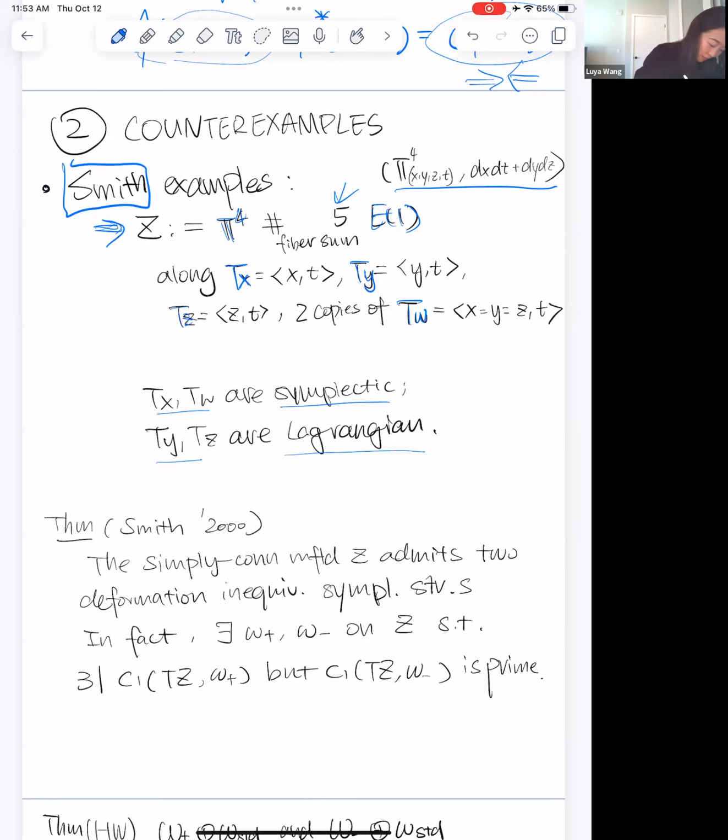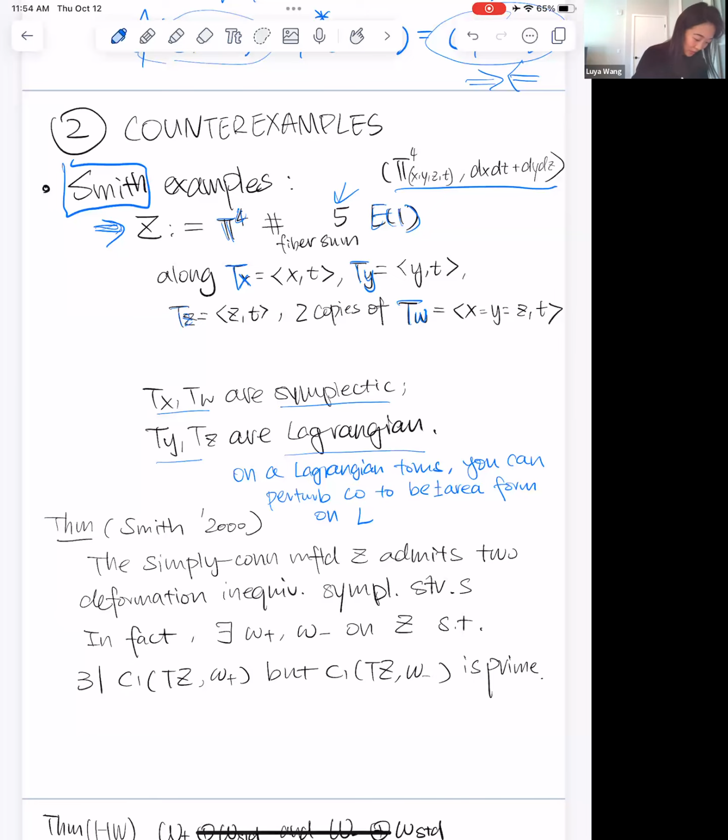So what does that mean? On a Lagrangian torus, you can perturb the symplectic form to be the area form on your Lagrangian, and you can either pick the perturbation so that it's a positive or negative area form. So the symplectic structures he constructed are based on these different perturbations.